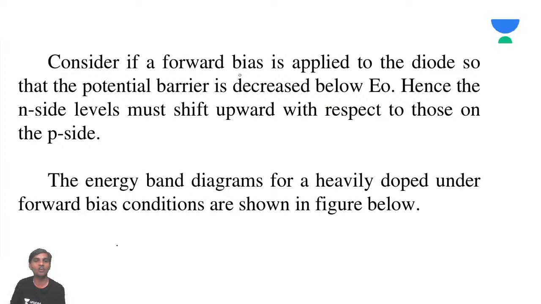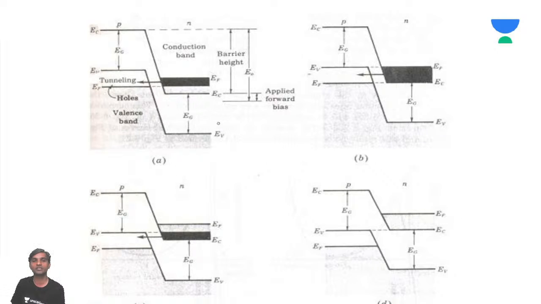Now consider if a forward bias is applied to the diode so that the potential barrier is decreased below E naught. Hence the N side levels must shift upwards with respect to those on the P side. The energy band diagram for a heavily doped diode under forward bias condition is shown below. You can see here, that is for either reverse bias or forward bias. Just remember, the tunneling process is happening.